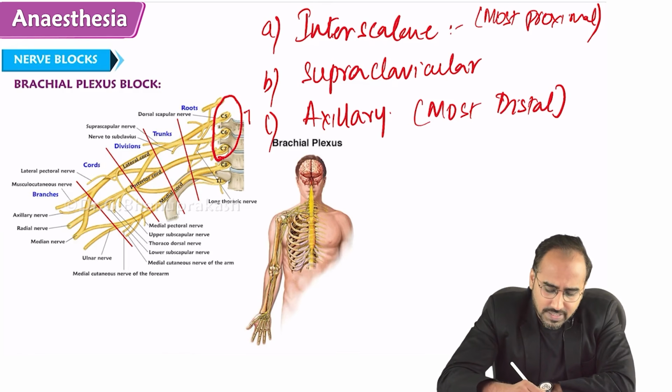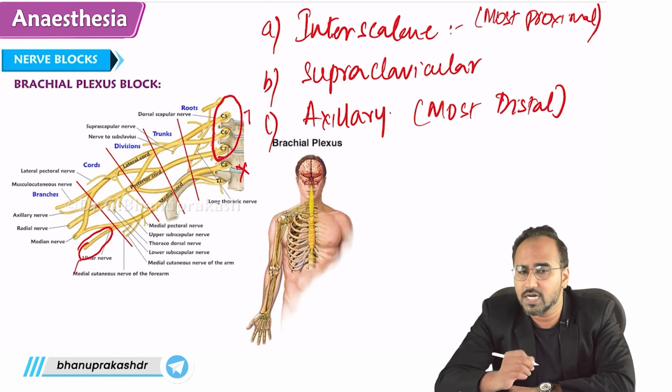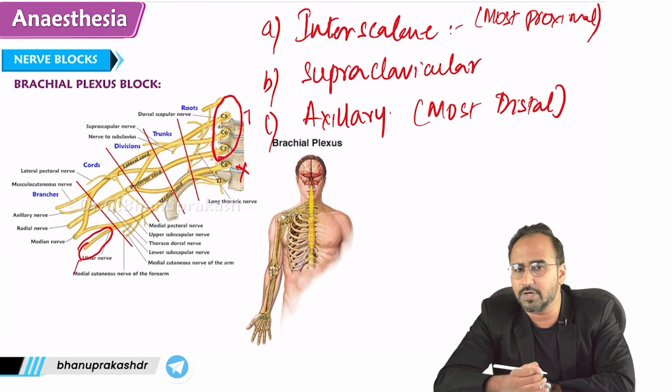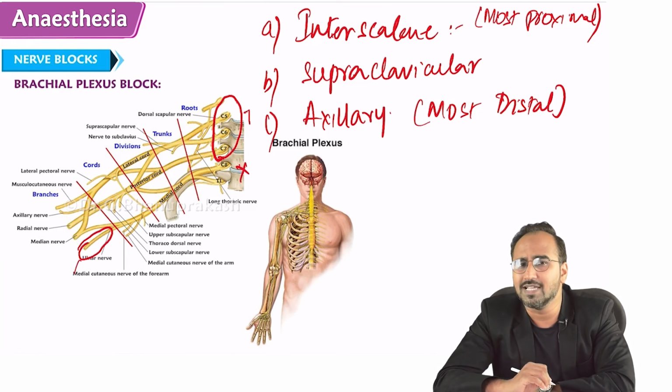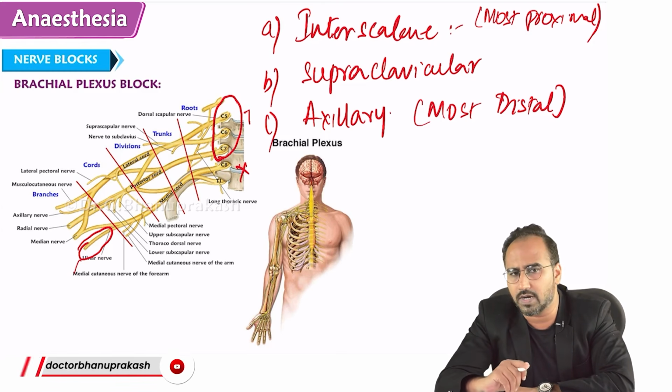As it is not blocking C8 and T1, the main nerve that arises from C8 and T1 is the ulnar nerve. The nerve that could be spared in the interscalene approach is the ulnar nerve. Why is it spared? Because C8 and T1 are not blocked.